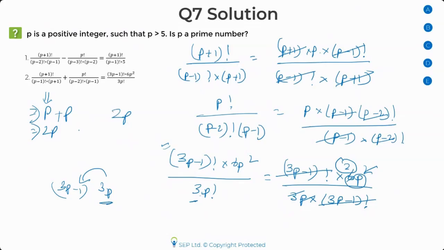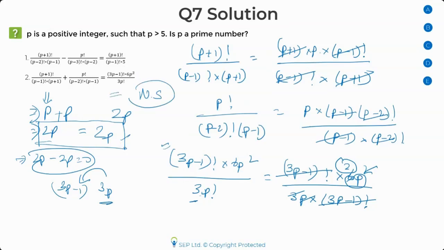So notice from this statement, you cannot find out the value of p because the left-hand side and right-hand side become the same. 2p is equal to 2p. So what is p? You cannot find it out. It's like basically saying 2p minus 2p is equal to 0. So you don't know what p is. You can never figure out the value of p from this statement. Since you cannot figure out the value from this statement, it will be not sufficient. The first one was sufficient. So the correct answer in this case will be option A.